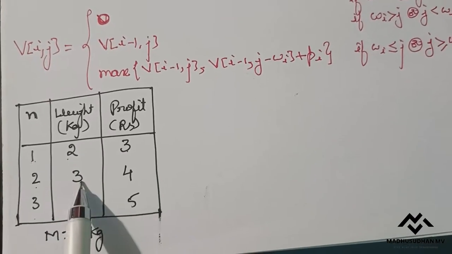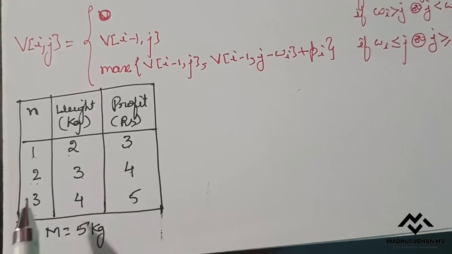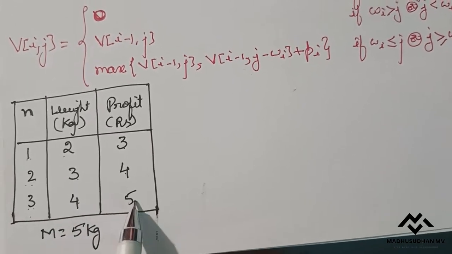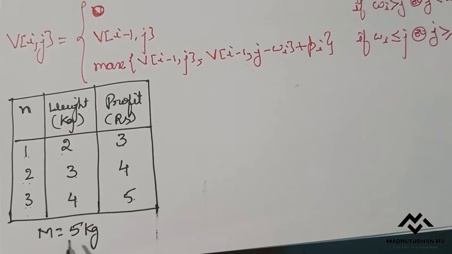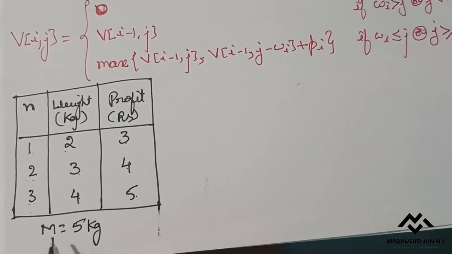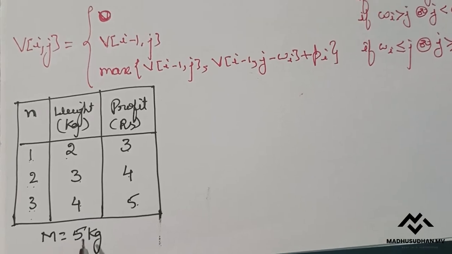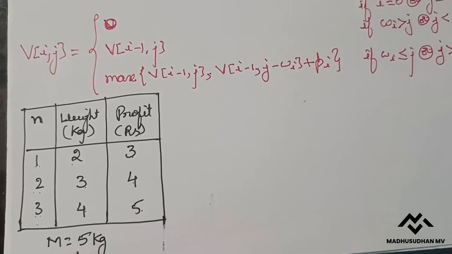Item 2 is 3 kg. Item 2 profit is 4 rupees. Item 3 is 4 kg. Item 3 profit is 5 rupees. So the given capital M is nothing but the knapsack capacity, that means our carry bag. Our container can hold a maximum of 5 kg.